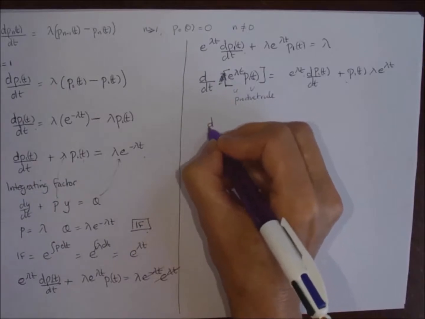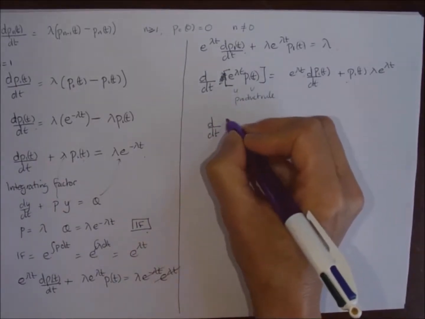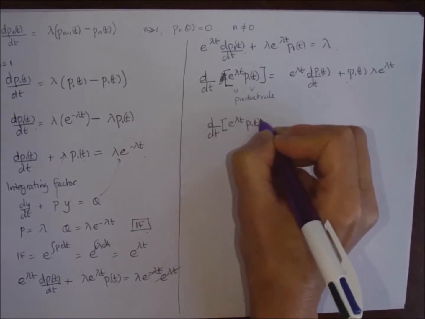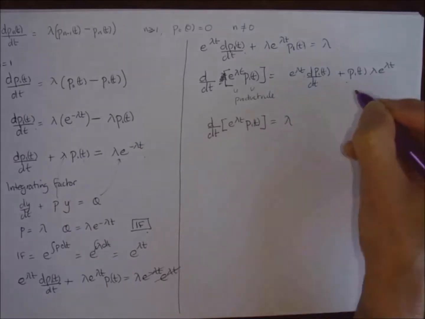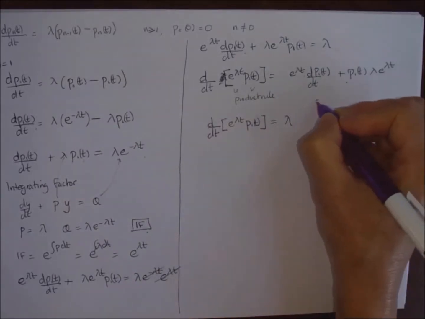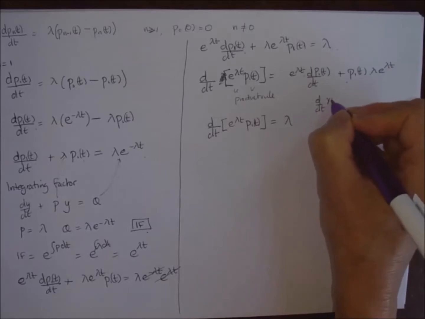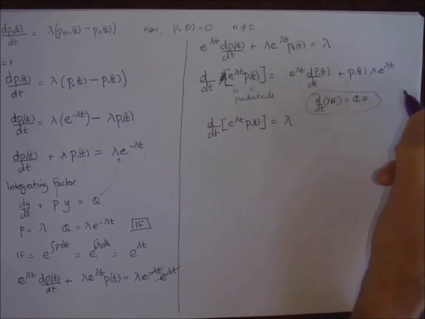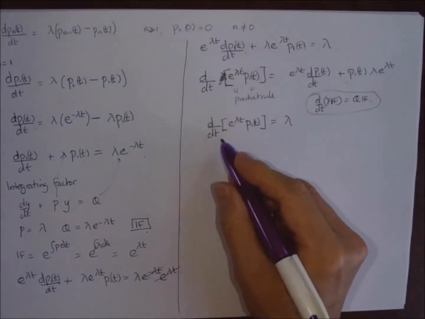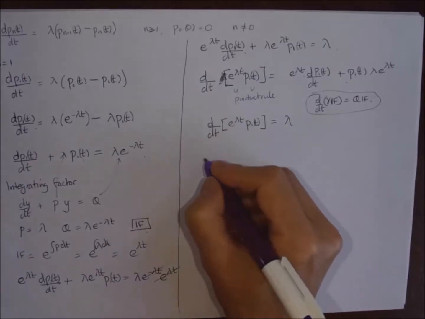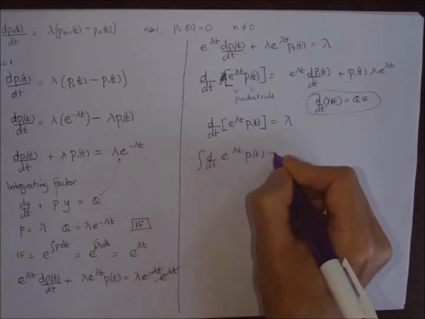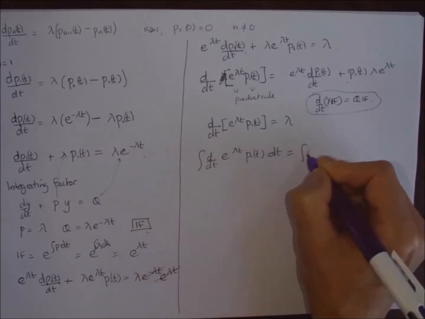So I can now say that d on dt of e to the lambda t p1 of t equals lambda. Now, for quickness, if you could remember, d on dt of y times the integrating factor equals q times the integrating factor. This might help get through this bit a bit quicker. So that means now if I integrate both sides with respect to t, the integral of d on dt of e to the lambda t p1 of t dt equals the integral of lambda dt.